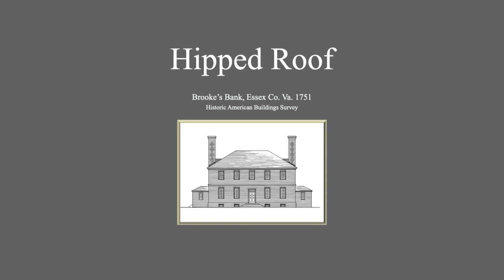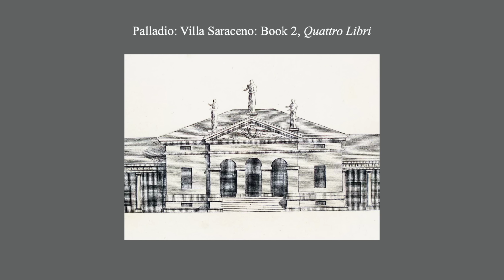Now, the roof form usually reserved for more refined colonial houses is the hipped roof. A hipped roof slopes on all four sides and meets at a ridge. During the 18th century, the form was often referred to as an Italian roof. It was popularized by Andrea Palladio's designs for Italian villas, published in his 1570 treatise, Quattro Libri, or the Four Books on Architecture. Typical is his design for the Villa Sarceno.